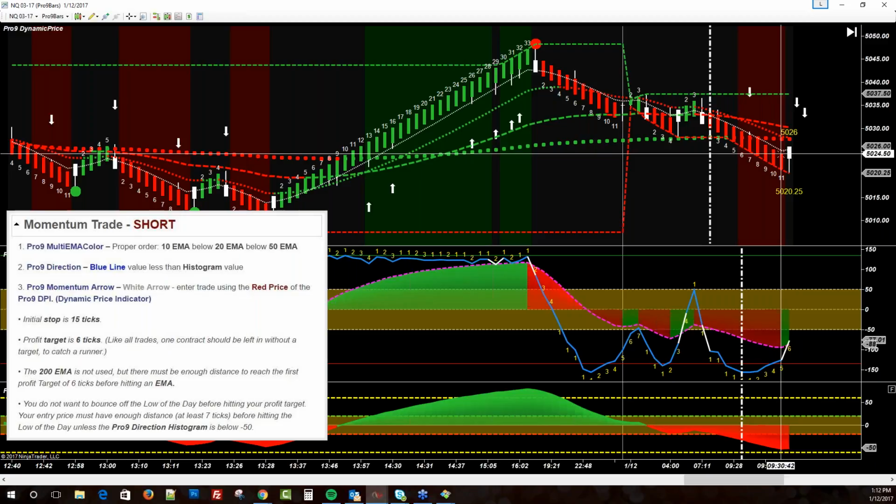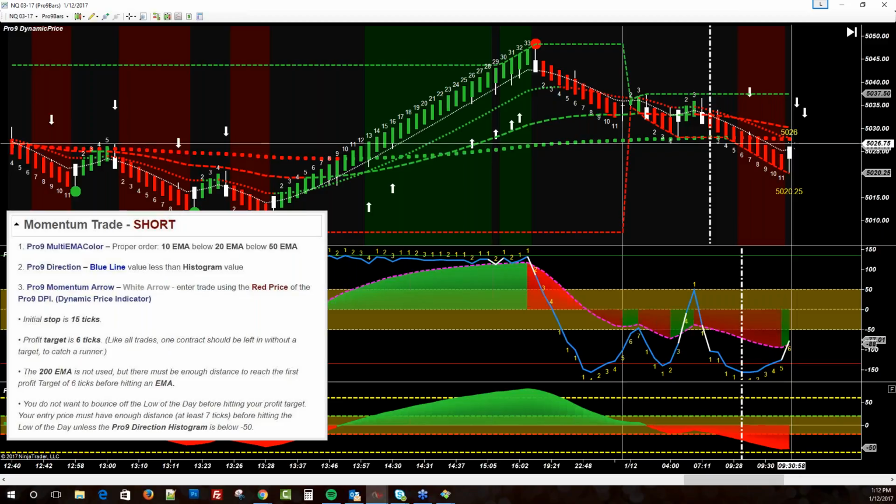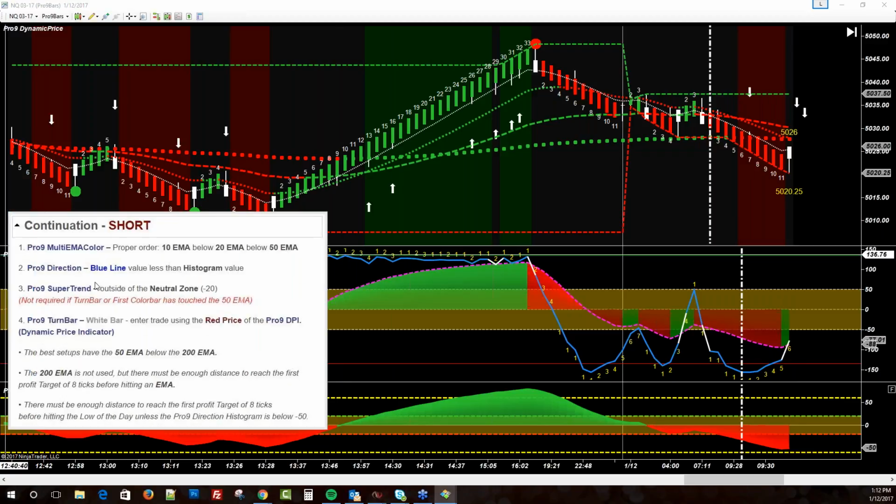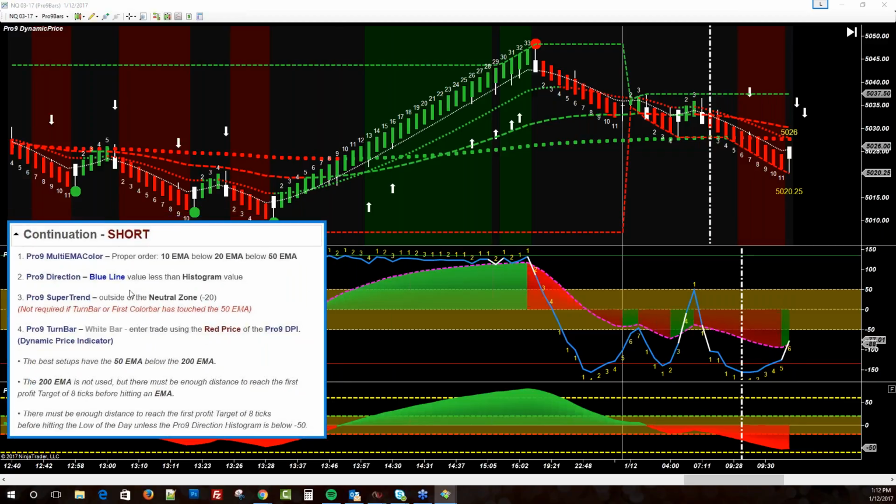But so we hit our 6-tick profit target. We got a tick on the runner, not bad, but we can still be prepared for what happens next. So I have this upward turn bar, and now I can look for a continuation short. I have 3 of my EMAs in the correct order still, the 10, 20, and 50. We don't need to worry about the 200 for a continuation setup, but the setups are stronger when all 4 EMAs are in the correct order.